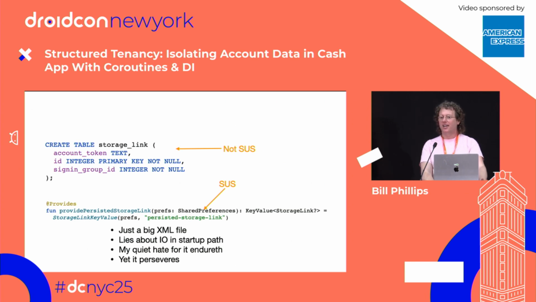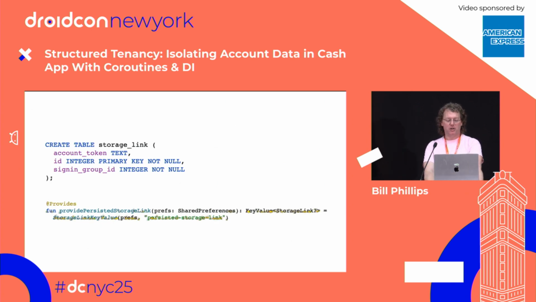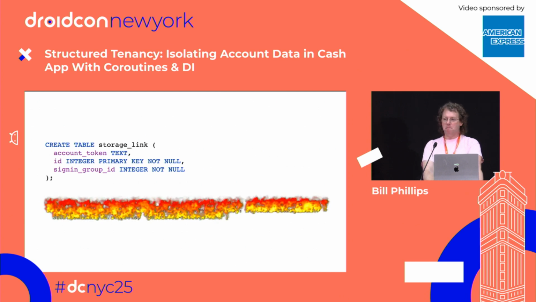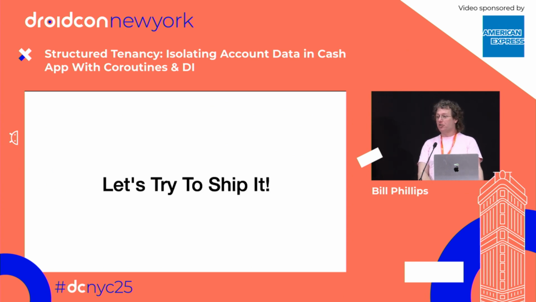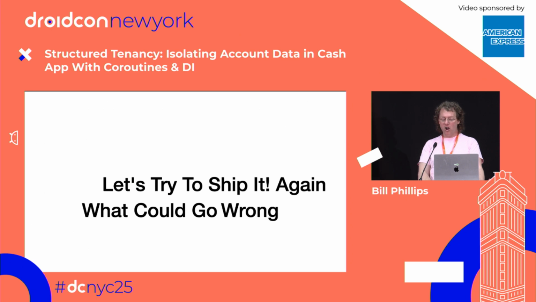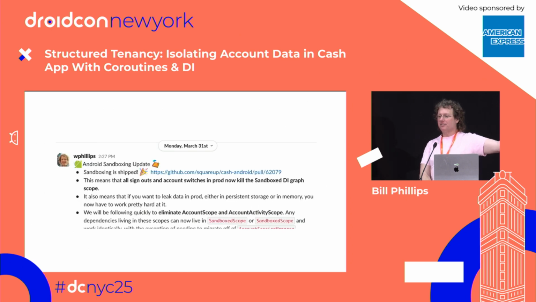Yet shared preferences, they stick around. But for me, I can kill them today. So that's what we did. Burned it with fire, and then moved everything into SQLite. Now we have an active storage link sitting in the SQLite database alongside our storage link, and this stuff is linked together with transactions. So I know that when I change one, I'm changing it all together, and I'm always in a consistent state. I sleep easily that way, and we tried to ship it. What could go wrong this time? Nothing. We shipped. Hooray.